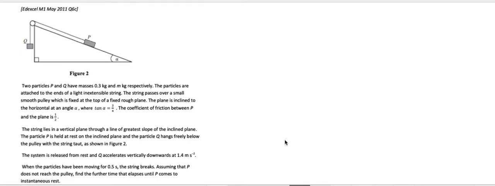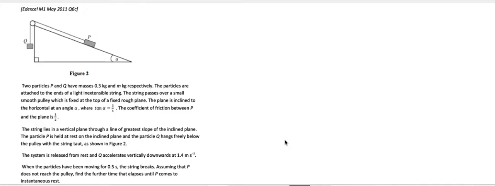The particles have masses 0.3 kg and m kg respectively. They are attached to the ends of a light inextensible string. The string passes over a small smooth pulley which is fixed at the top of a fixed rough plane. The plane is inclined to the horizontal at angle alpha, where tan alpha equals 3/4. The coefficient of friction between P and the plane is half.